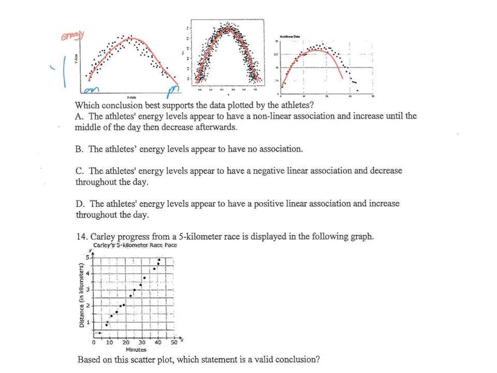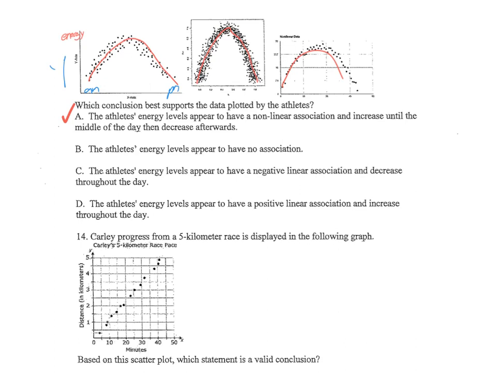A, the athletes' energy appears to have a nonlinear association. This is true, because it's not linear. There's definitely an arc there. Energy increases until the middle of the day and then decreases afterwards. That sounds really good. That's what we were just talking about.